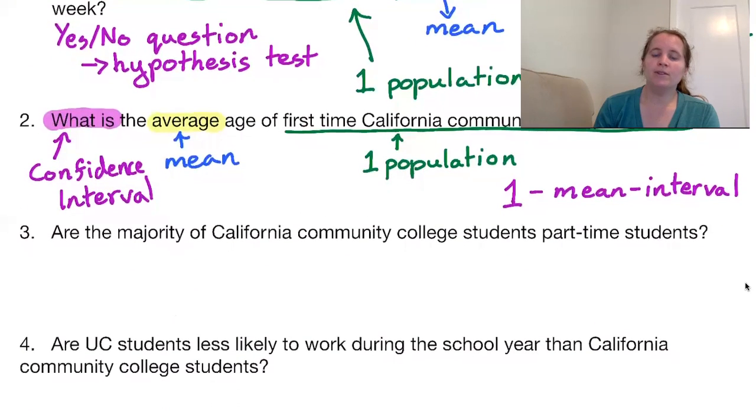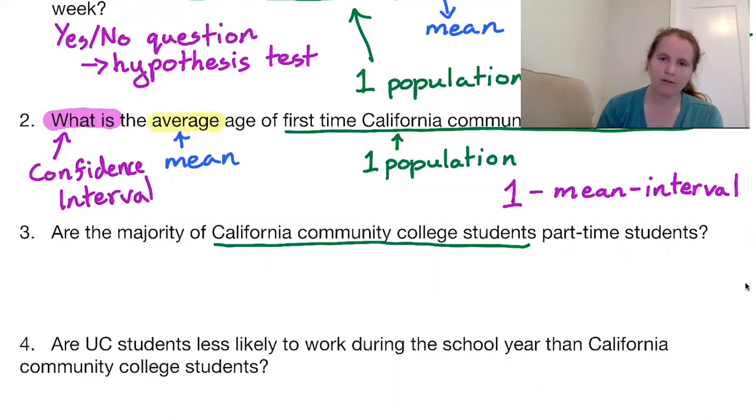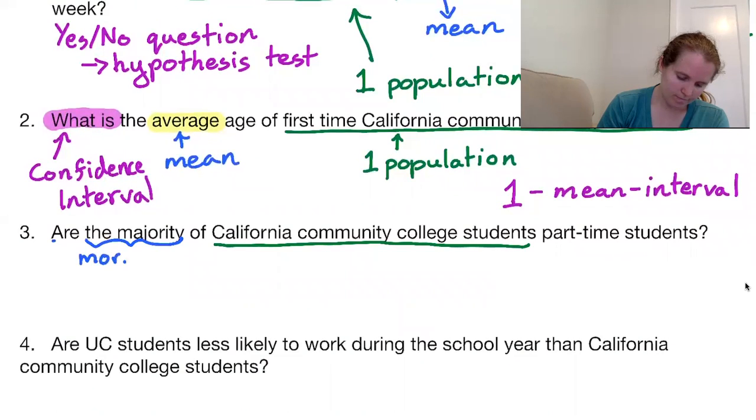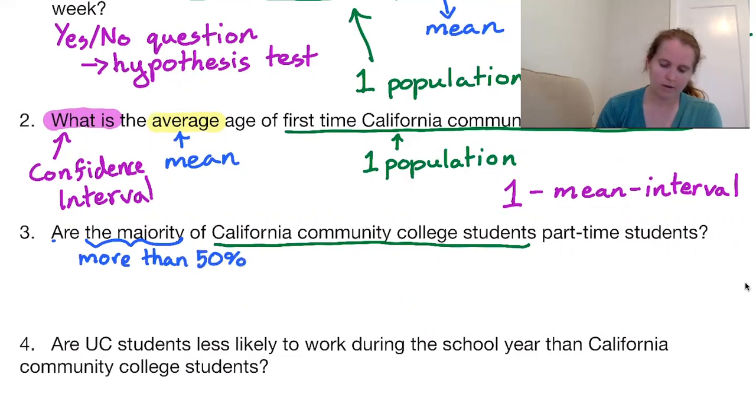Next up, are the majority of California community college students part-time students? So we don't have the word average. We are looking at California community college students. The majority means more than 50%. So this language here simply means are more than 50% of California community college students part-time students.